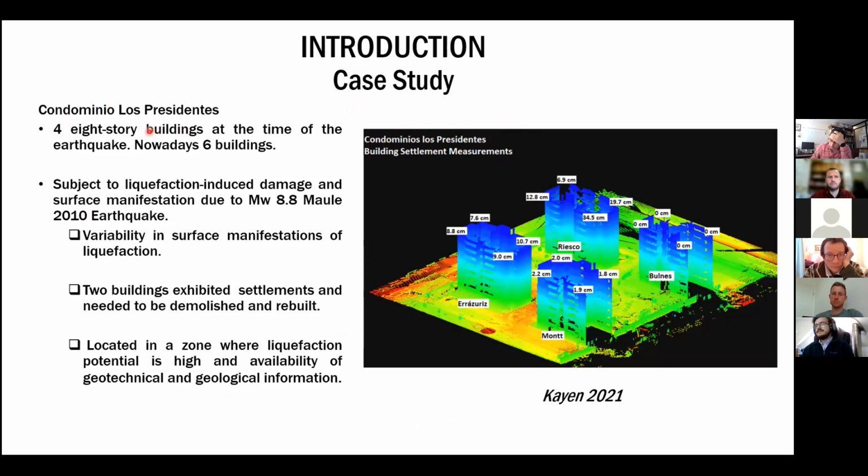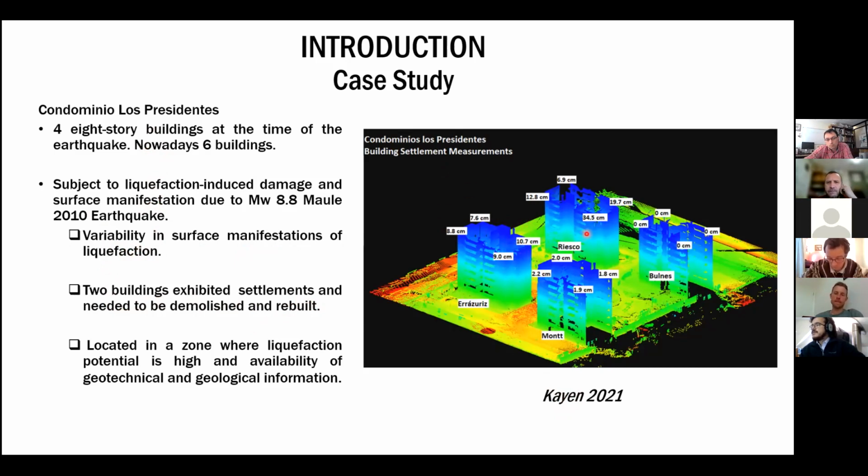This was a 4-story building at the time of the earthquake, the Maule earthquake, but nowadays has 6 buildings. This condominium was subject to liquefaction-induced damage and surface manifestation of liquefaction because of the Maule earthquake. And there was variability in surface manifestation of liquefaction, and 2 buildings exhibited settlements and needed to be demolished and rebuilt. For example, here in this picture, we see a LiDAR image from a Cayenne workshop, and we see the building settlements of each of the buildings.